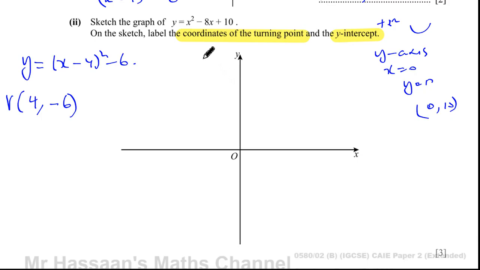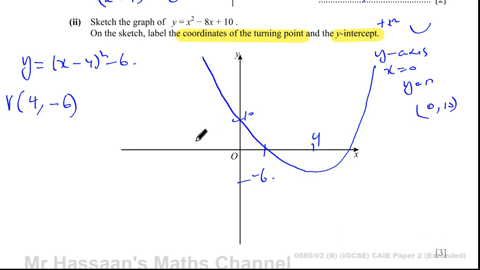So I'm just going to draw it, and then afterwards we can put the values in. I know it's going to go something like this, and like that. So that's going to be 4, that's negative 6, and that's 10. Okay, something like that. But I'm not very happy with that, to be honest. It doesn't look right.